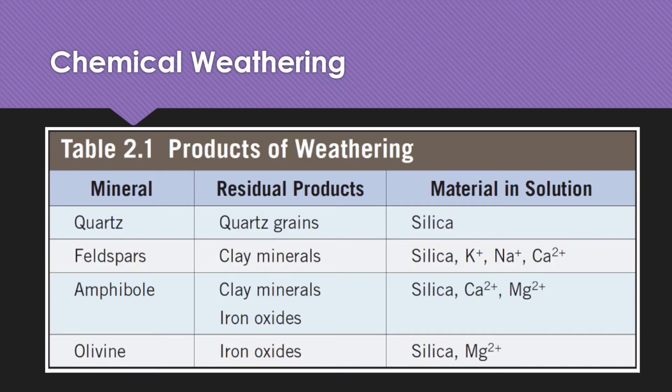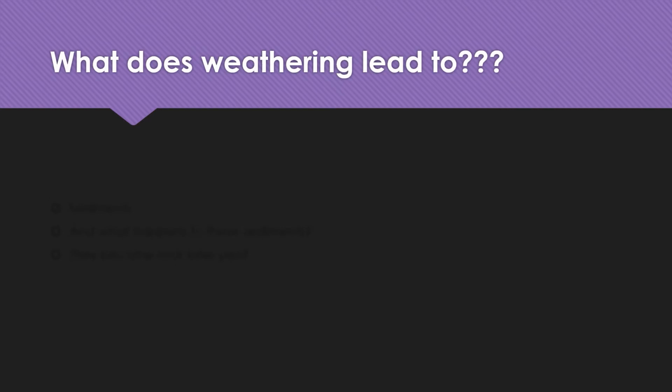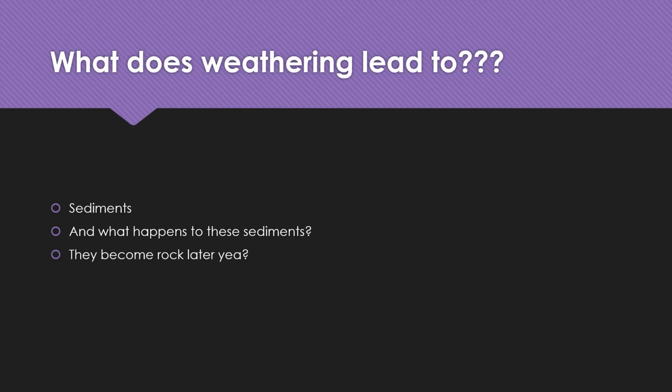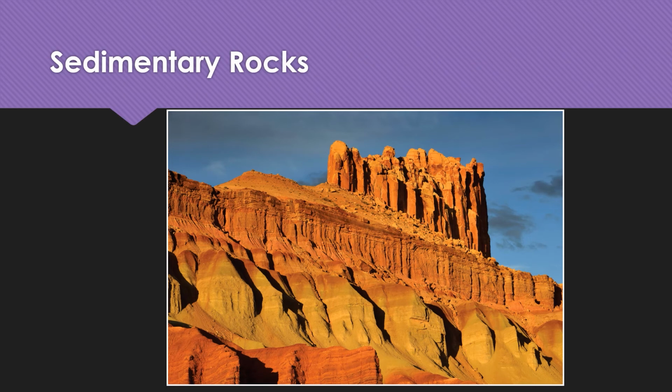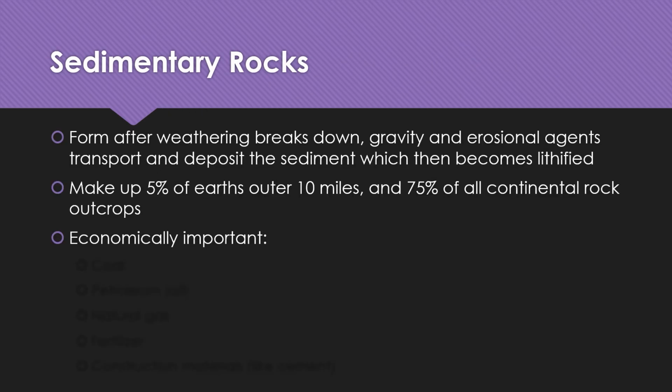So these are the products of weathering. Quartz will become quartz grains, feldspars become clay minerals, amphibole will become clay minerals and iron oxides, and olivine will rust. What does weathering lead to? It leads to sediments. And what happens to these sediments? They become a rock. So sedimentary rocks, like this one, will form after weathering breaks down, gravity and erosional agents transport and deposit the sediment, which becomes lithified or cemented together.